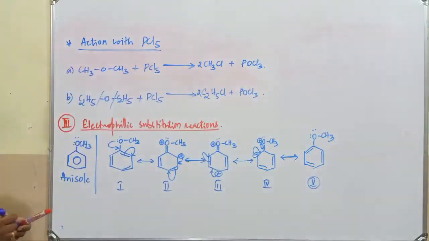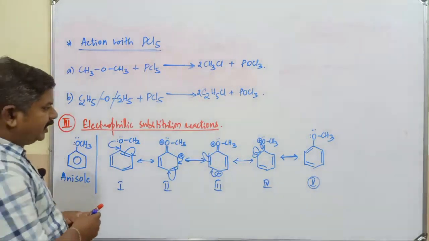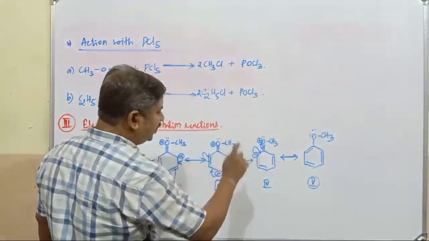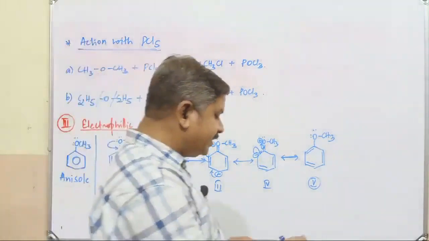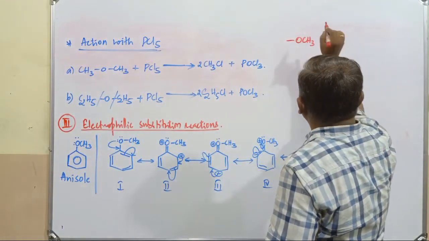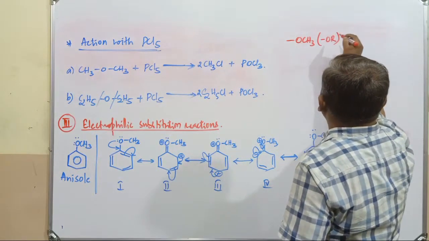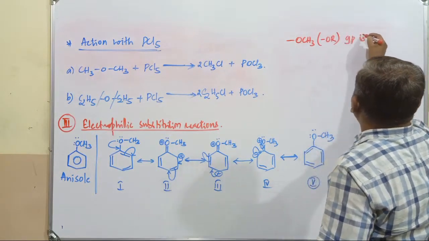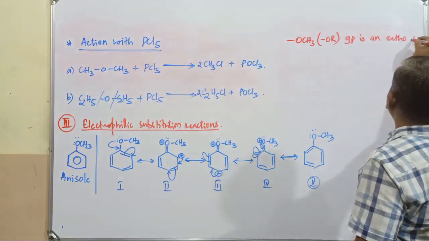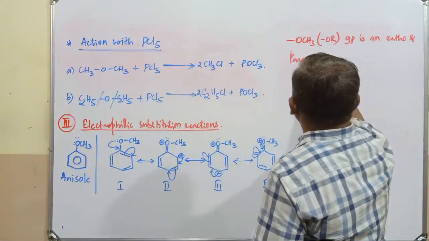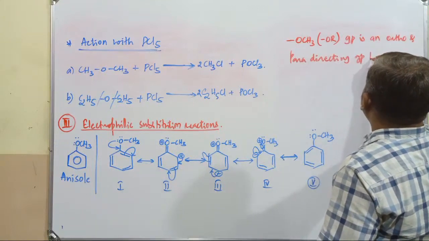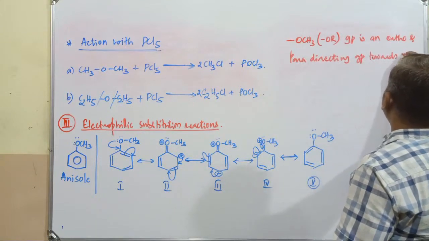Observe where the negative charge is present. The negative charge is present on the ortho position, this is the para position, and again this is also the ortho position. When the negative charge is present at the ortho position, you can remember that OCH3, or in general the alkyl group OR, is an ortho and para directing group towards what reaction?